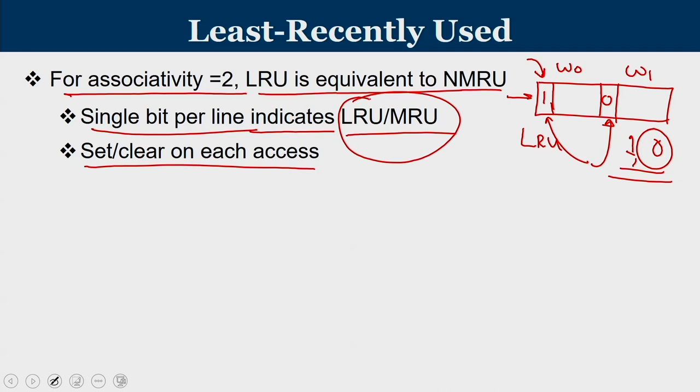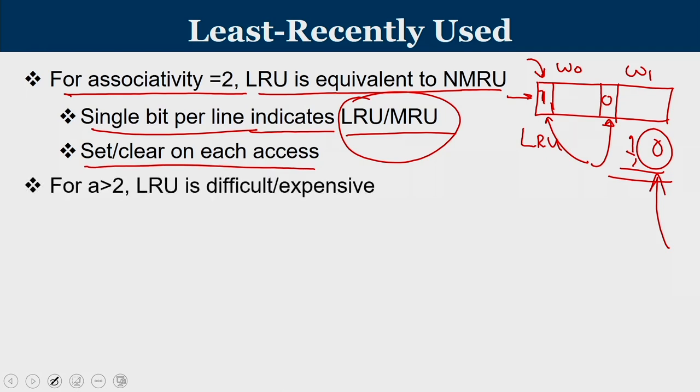So, how does the LRU bit work? When you have two blocks, whenever I access a block, I make its LRU bit 1. That means it is recently used, and the other one is put as 0, that is, not recently used. For every access, we set this bit or clear the corresponding bit. Whichever is 0, that is the least recently used and that has to be evicted.